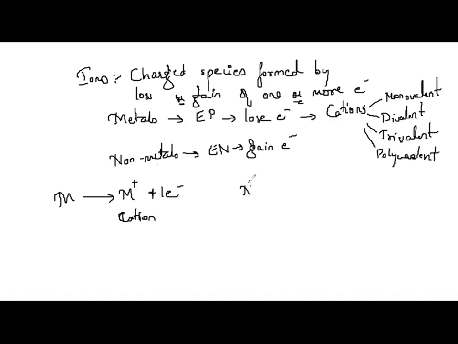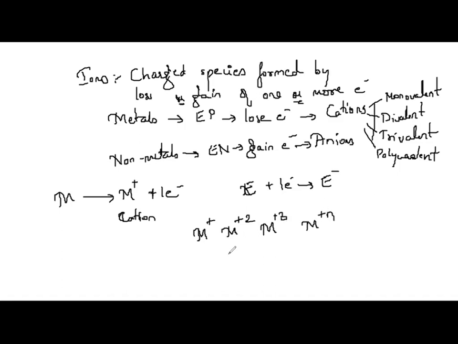If you have a non-metal, say let me represent it as E, it will gain electrons and form negatively charged ions, which are called anions. There also you have the same types: monovalent anion, divalent anion, trivalent, polyvalent. We denote monovalent cation as M plus, divalent cation as M plus 2, trivalent cation as M plus 3, and M plus n in general. For anions, monovalent anion is minus 1, divalent anion minus 2, trivalent minus 3, polyvalent minus n.